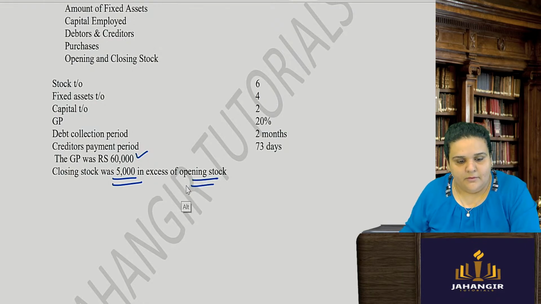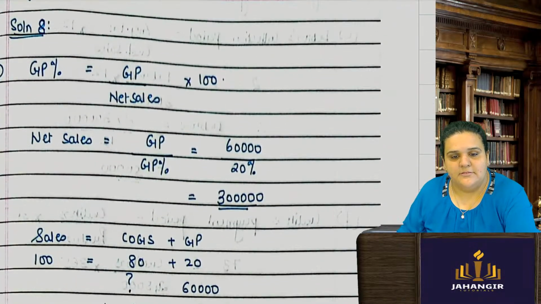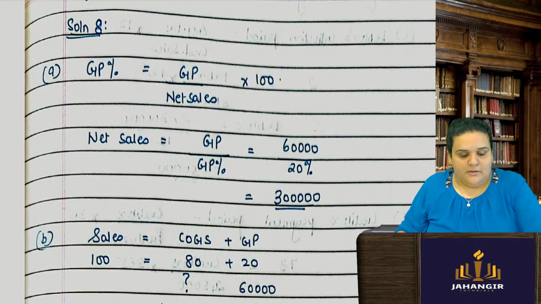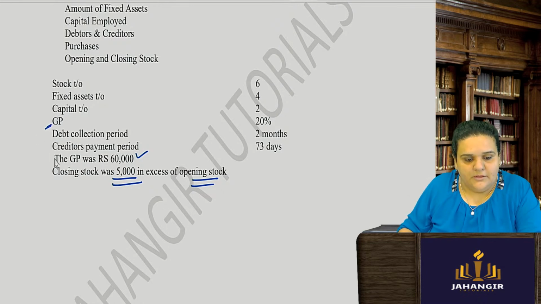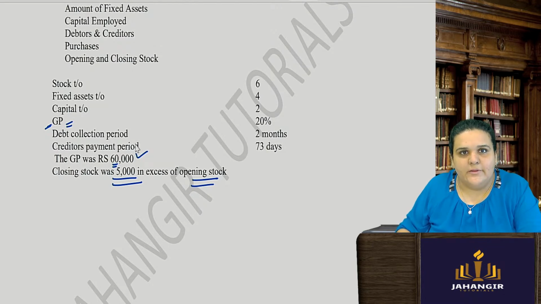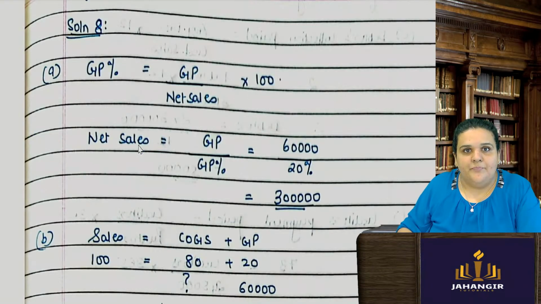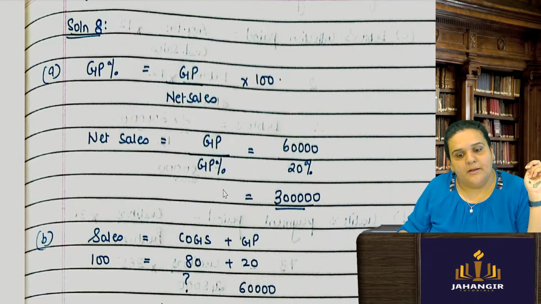Okay. So let's see. This is one all-in-one sum. I am starting with my gross profit margin, because I have the gross profit also given to me. If I start with these two variables, I'll be able to find one unknown variable. What is that? That is sales. Gross profit margin is gross profit upon net sales into 100. So my net sales will be gross profit upon that margin. So 60,000 divided by 20%, I get 3 lakhs rupees as sales.